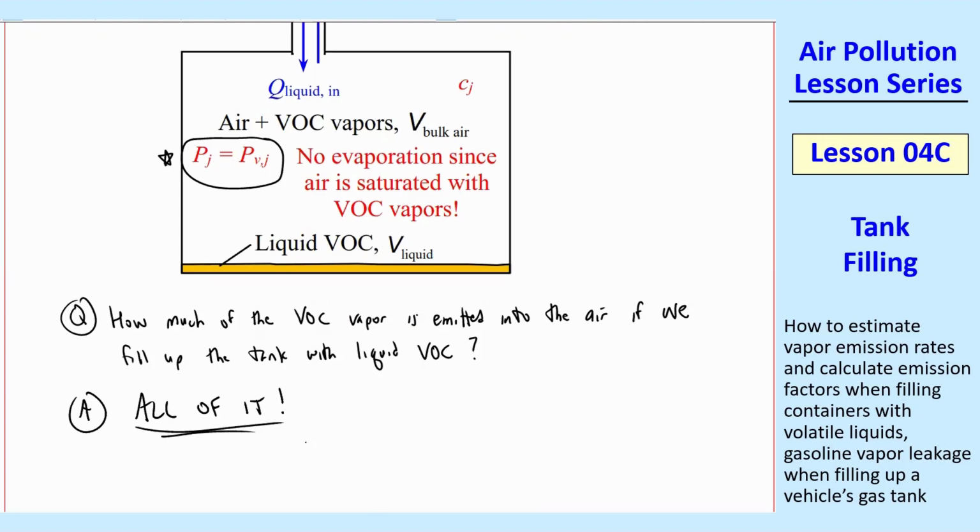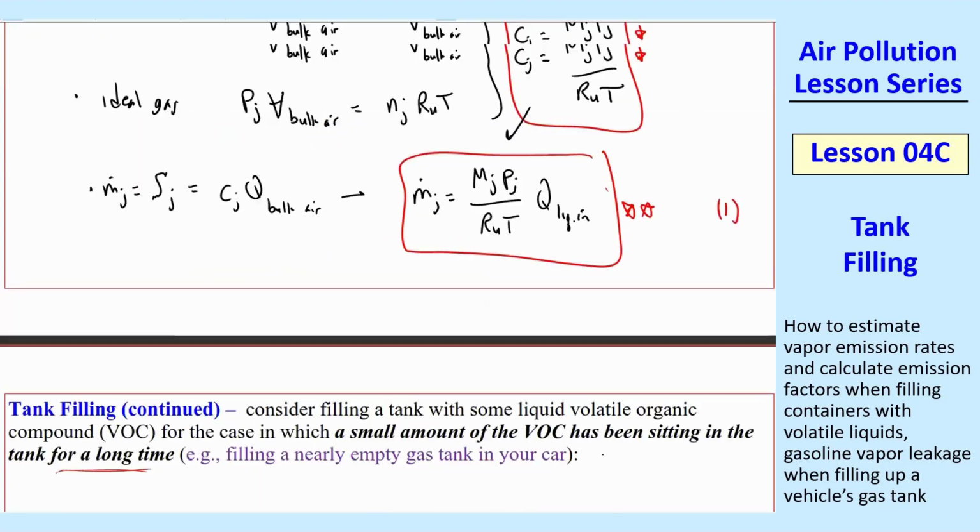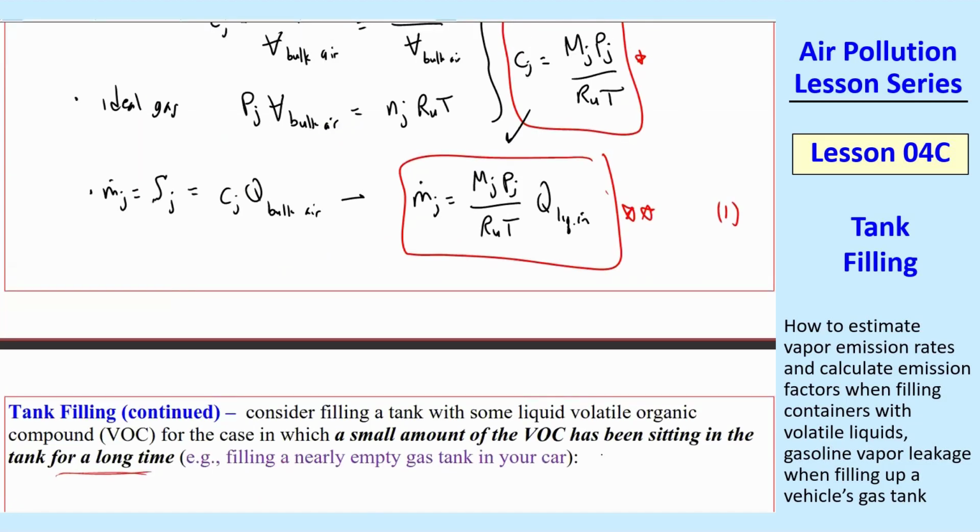Because if you fill up the tank, you have displaced all of the bulk air that was in the tank, which is at this partial pressure. Therefore, all of it comes out, and that gives us a way that we can calculate the total mass flow rate or the total mass. So here it is in terms of the flow rate. We can also write that in terms of mass instead.